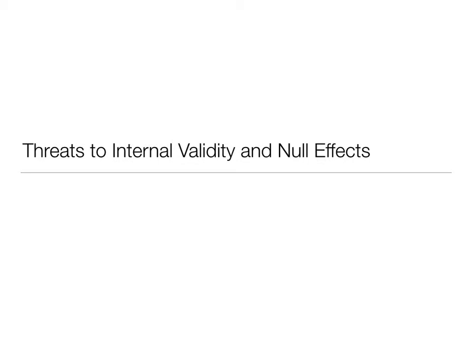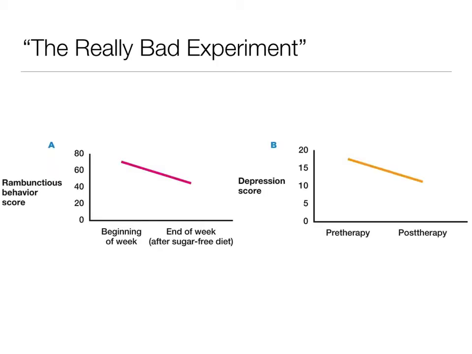Kristen Atchison here, and we are talking about the chapter on threats to internal validity and null effects. This is the first part of that chapter. We're going to focus on internal validity, and we'll have another lecture that will focus on finishing up internal validity and then null effects.